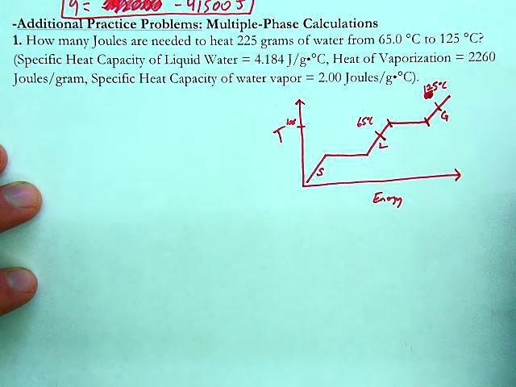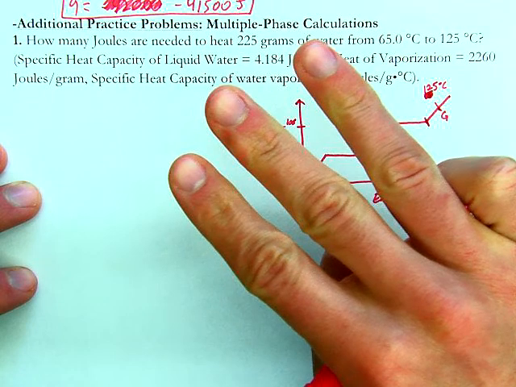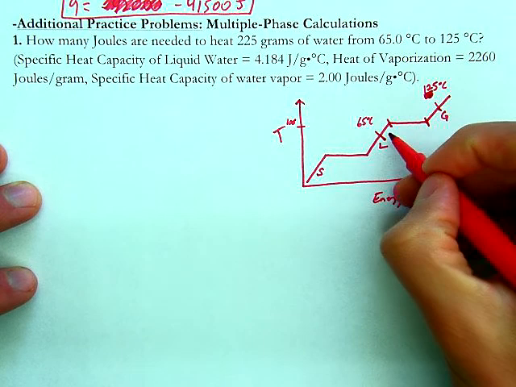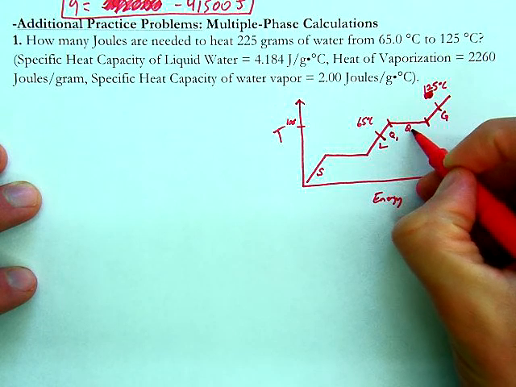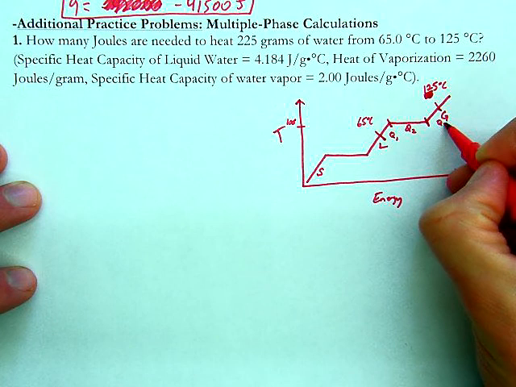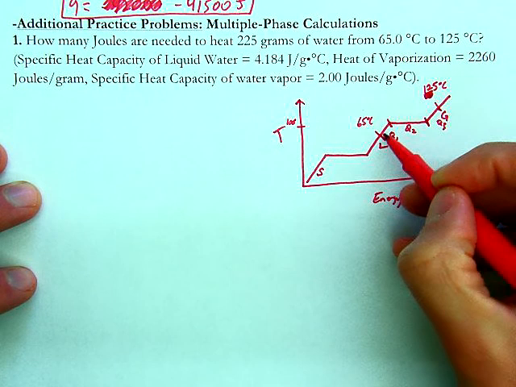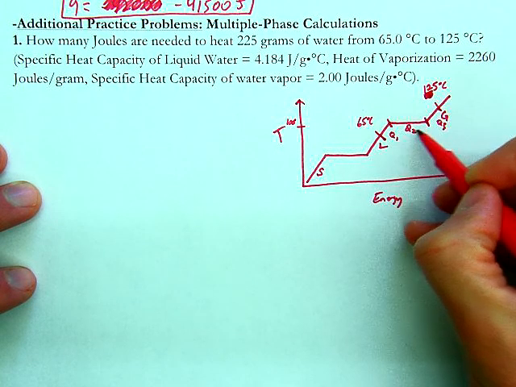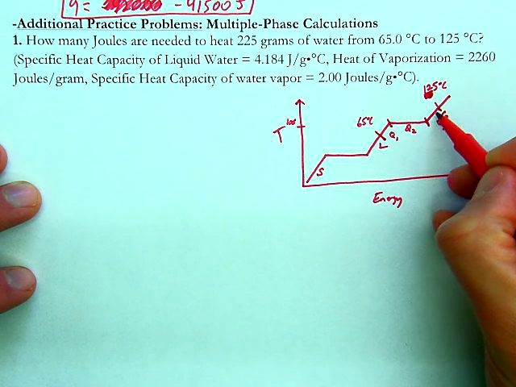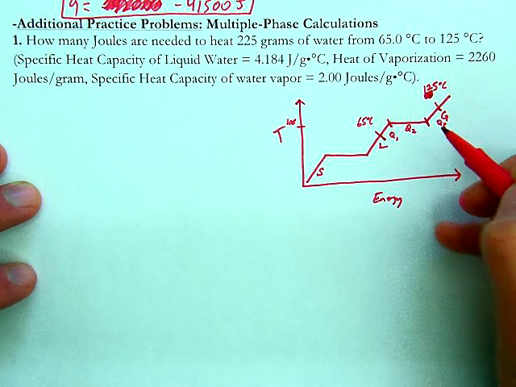So this is actually 3 different calculations. There's going to be Q1, there's going to be Q2, and there's going to be Q3. Q1 is warming the water, Q2 is the phase change, and Q3 is warming the vapor. So we have to do each of those differently.